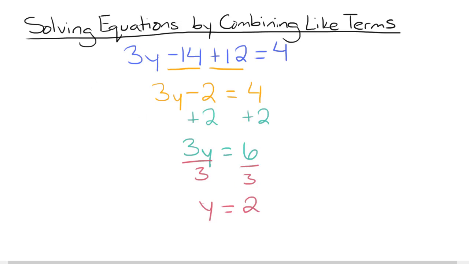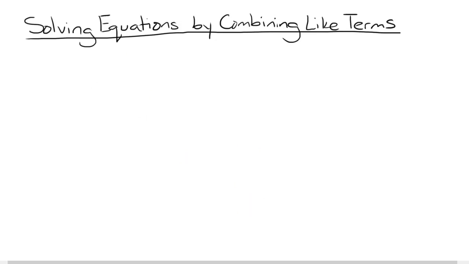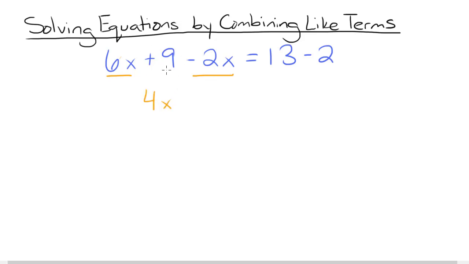Before we go, let's take a look at one more problem together. 6x plus 9 minus 2x equals 13 minus 2. Now notice for this problem, we can combine like terms on both the left and the right sides. So on the left side, our like terms are 6x and negative 2x. So 6x minus 2x is 4x, and then our plus 9 stays the same.